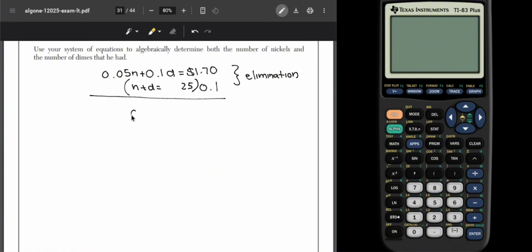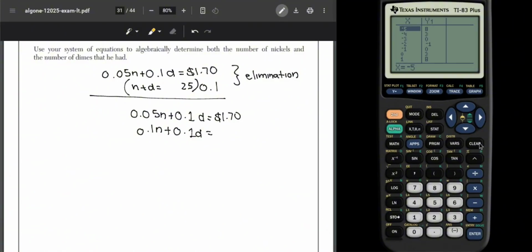So when I do that, I have 0.05n plus 0.1d equal to 170. And then I'm multiplying by 0.1 my entire second equation. So I have 0.1n plus 0.1d is equal to, and then I'm going to do 25 times 0.1, and I'm going to get 2.5.